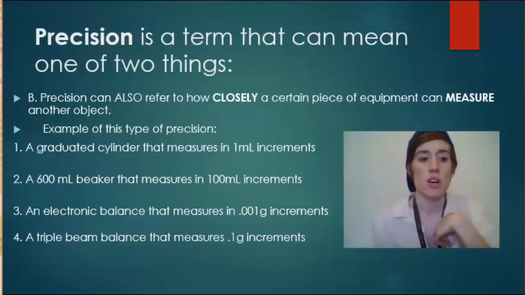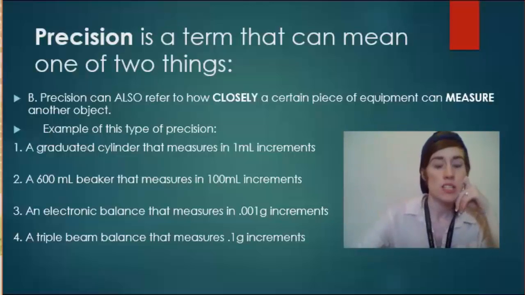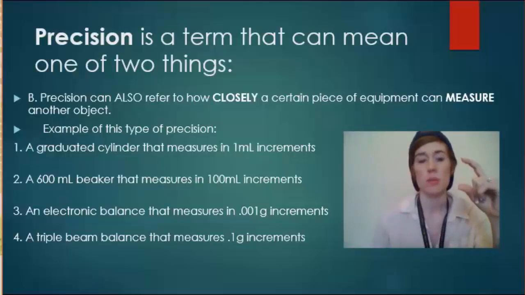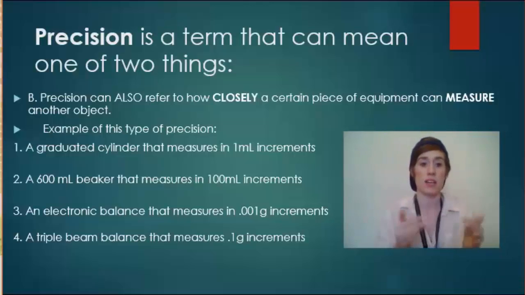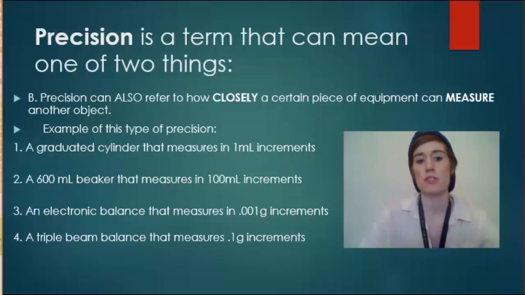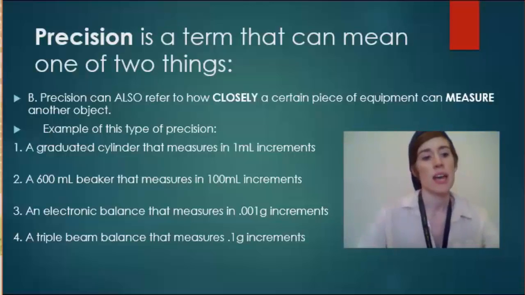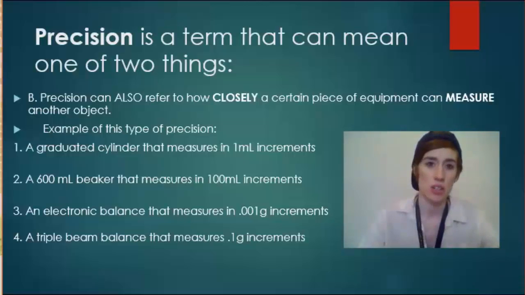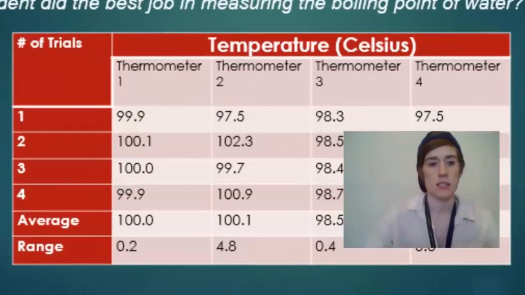Number 2 shows a 600 milliliter beaker. Okay, so it's a larger beaker. But the increments are in 100 milliliters. That's very imprecise. It doesn't tell me very closely the number that I'm measuring. It only tells me in 100 milliliter increments. Number 3 measures in 0.001 gram increments. That's very, very precise, very close, very specific. And number 4 measures in 0.1 gram increments. So that's not very close. That's not very specific. So we would say 3 is precise and 4 is imprecise.